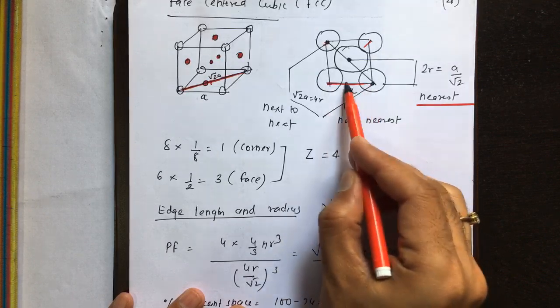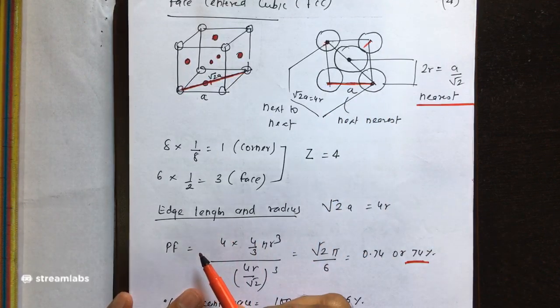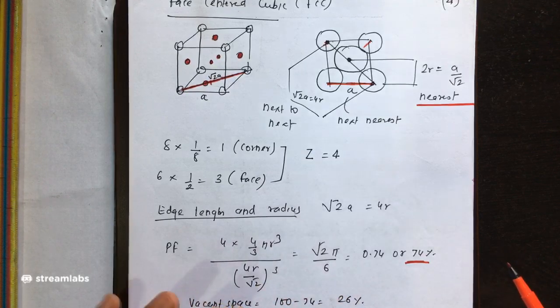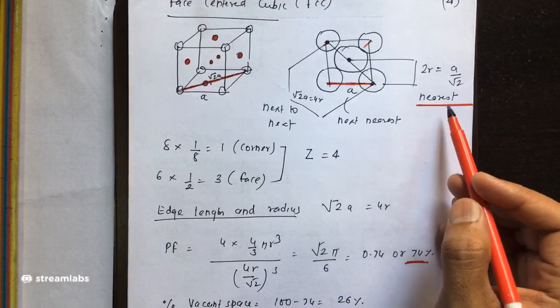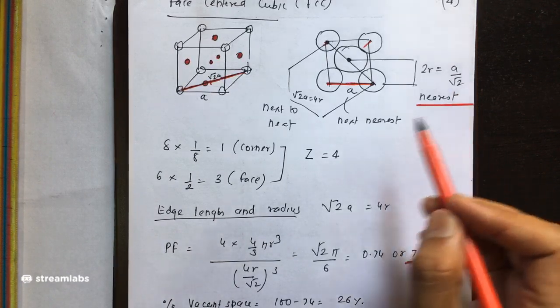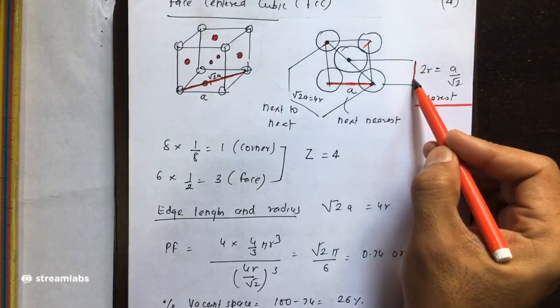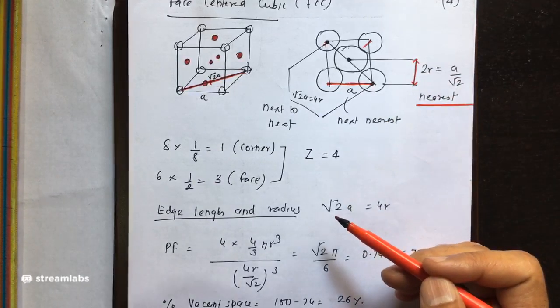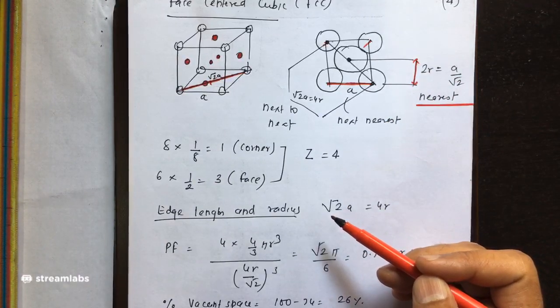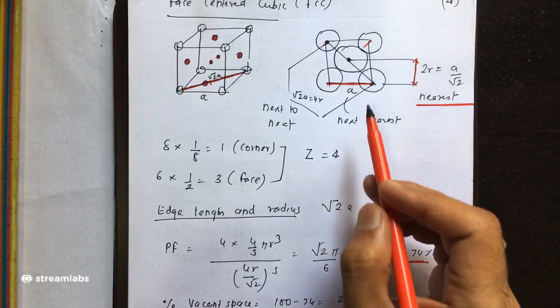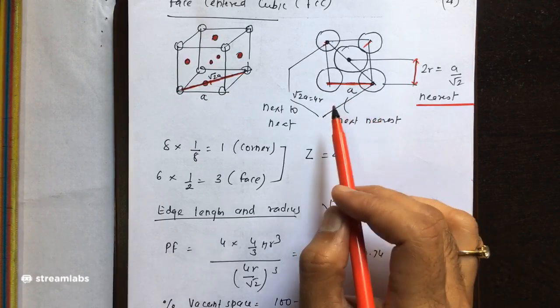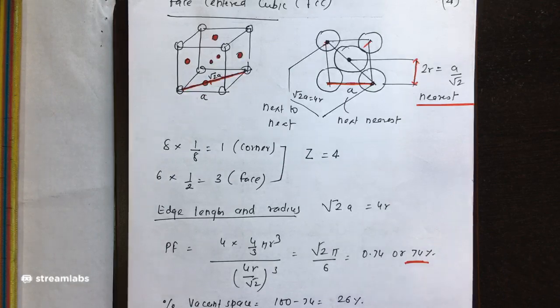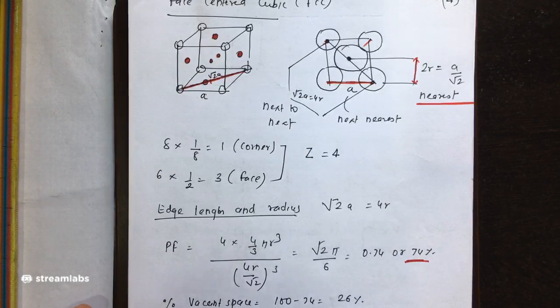This is the next nearest neighbor. And if you talk about the next to the next nearest neighbor, that is root 2a is equal to 4r. So in case of FCC, the nearest neighbor is a by root 2. Why? Because from here to here, half of the face diagonal is taken as the nearest neighbor. Next nearest will be like this, a, and next to the next is along the entire face diagonal, which is root 2a is equal to 4r.